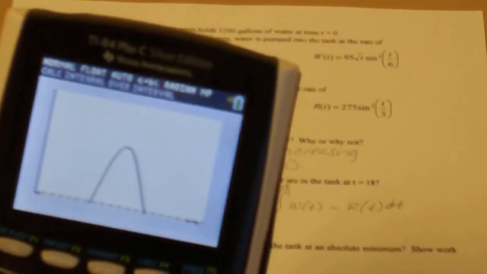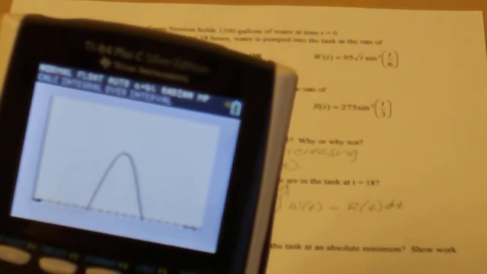Let's see. When you're ready, we're going to do second trace, option 7. My lower limit is 0. My upper limit is 18. And it's shading the area underneath the graph. You can see it working a little bit just at the very bottom of my screen.